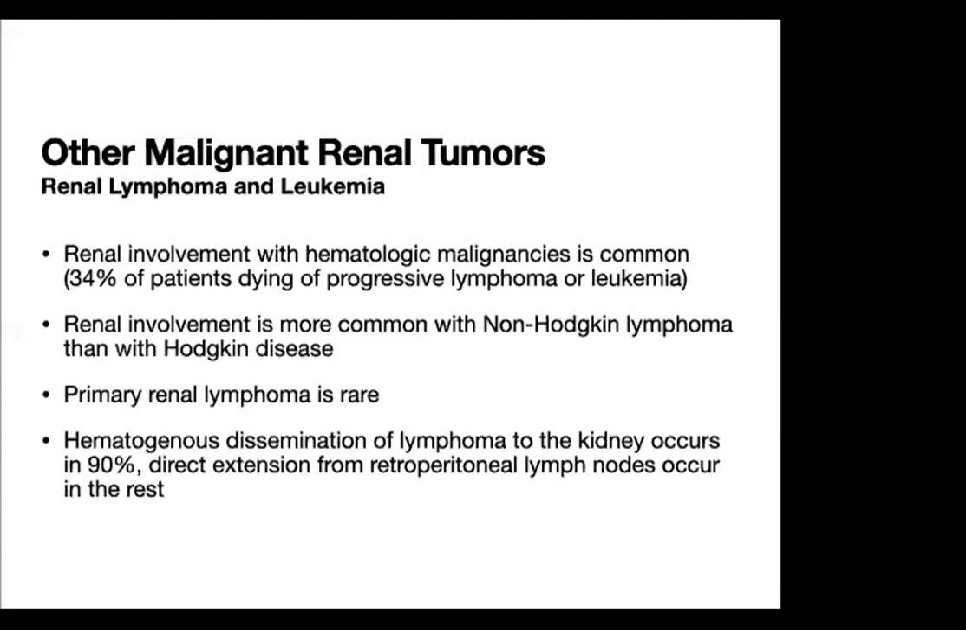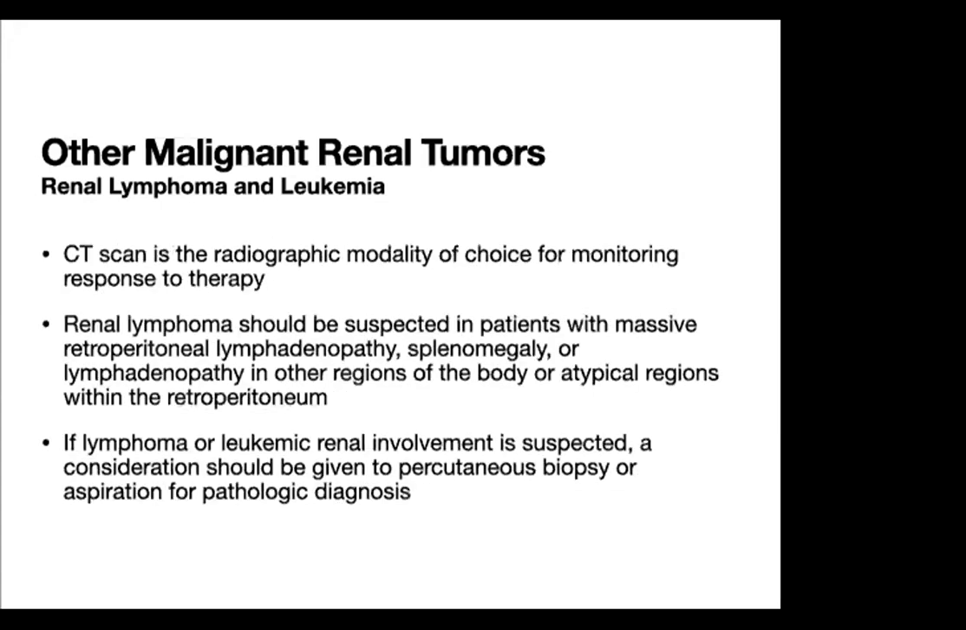Hematogenous dissemination of lymphoma to the kidney occurs in 90%, while the rest is explained by direct extension from retroperitoneal lymph nodes. CT scan is the radiographic modality of choice for monitoring response to therapy. Renal lymphoma should be suspected in patients with massive retroperitoneal lymphadenopathy, splenomegaly, or lymphadenopathy in other regions of the body or atypical regions within the retroperitoneum.